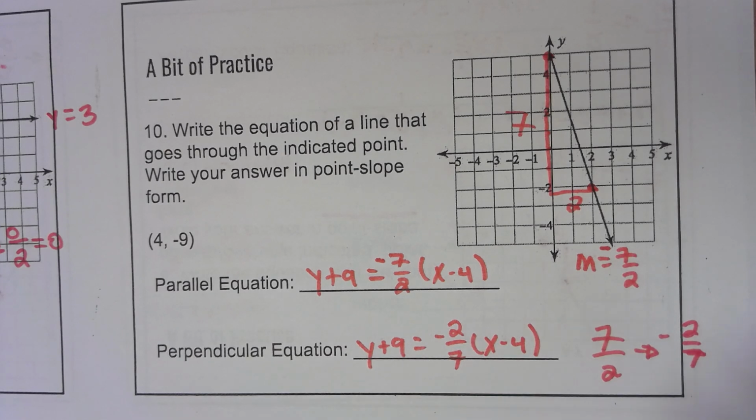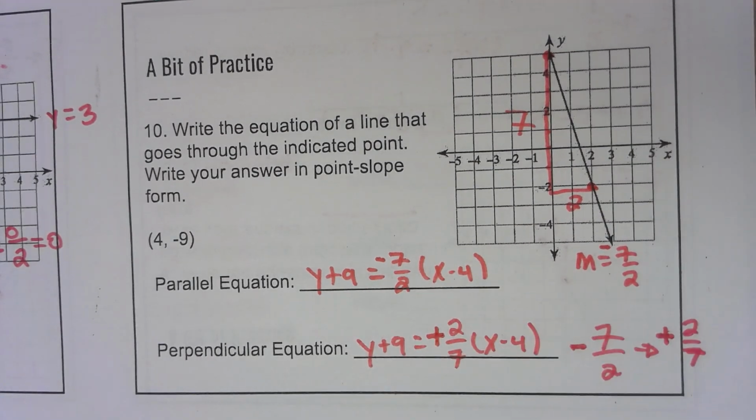But then for my perpendicular slope, if this is negative, my new slope is going to be positive. So I can make that positive by putting a plus sign there, making that y plus 9 equals 2/7 times (x minus 4).